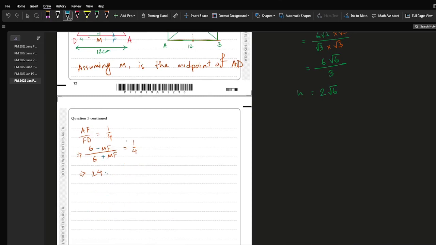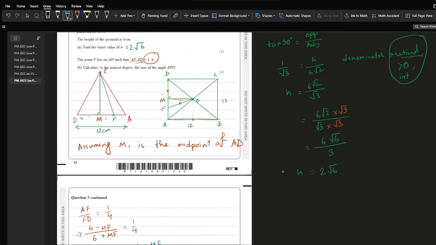24 minus 4 MF is equal to 6 plus MF. 24 minus 6 is equal to MF plus 4 MF. So 5 MF is equal to 18. MF is equal to 18 over 5, that is 36 over 10, 3.6. This is our MF.